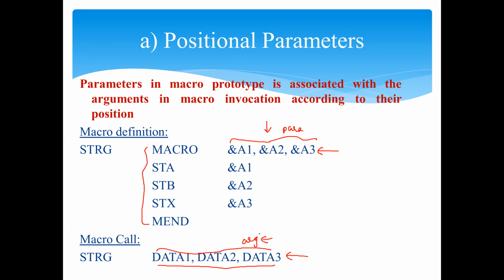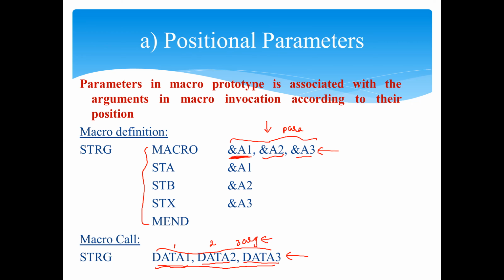So when you invoke a macro with positional parameters, each argument is associated with the equivalent parameter according to the position. So this comes in the first position, this comes in the second position, and this comes in the third position. So in the first parameter, wherever you have A1 coming, it is replaced with the argument data1. And the second position you have A2. So wherever you have A2, it will be replaced with the argument data2. And wherever you have A3, which comes in the third position, it will be replaced with the argument data3.